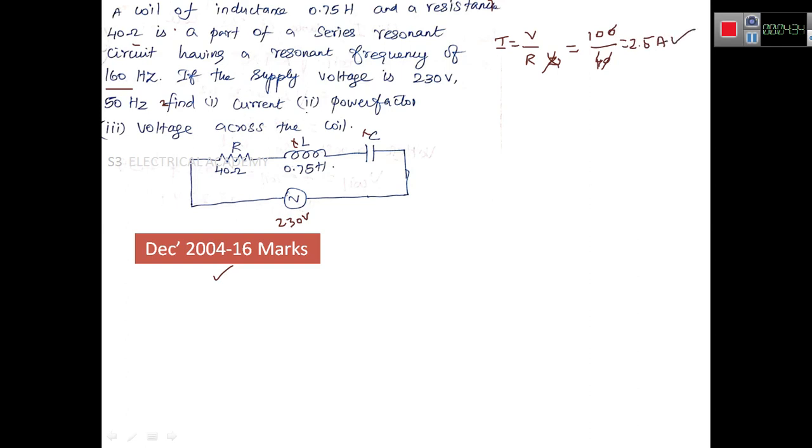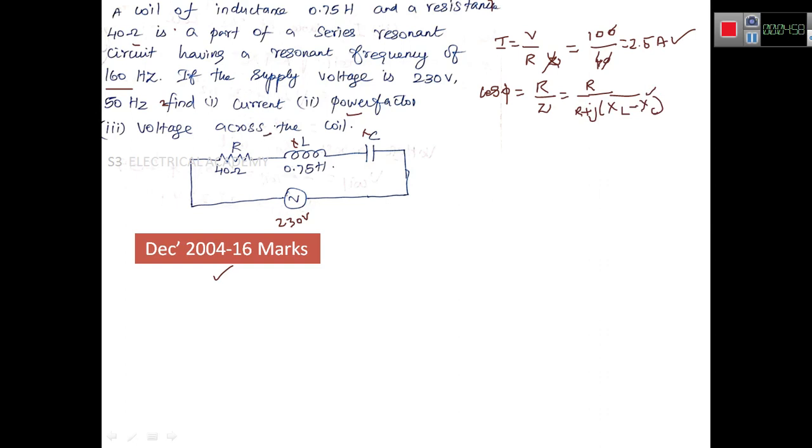So next question, power factor. Power factor is equal to R by Z, cos phi is equal to R by Z. That is R divided by R plus j into XL minus XC. So here we need XC value. Okay. Third one, voltage across the coil.